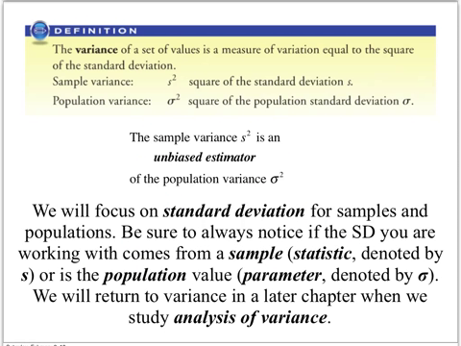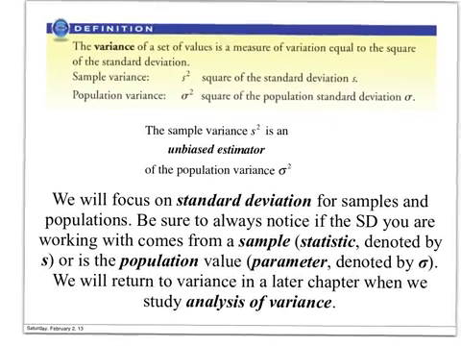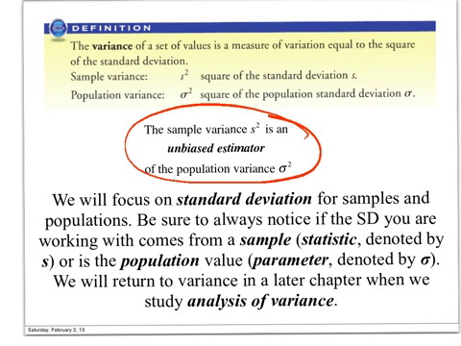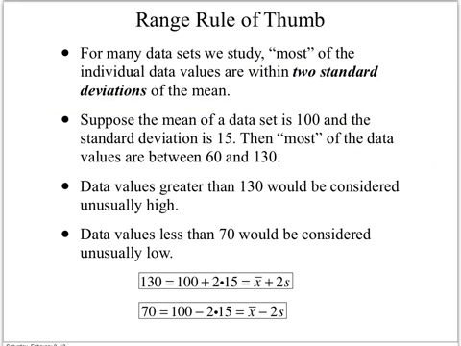A little bit more about variance, and we'll cover variance more thoroughly in a later chapter. The variance is just what you get before you take the square root for the standard deviation. The sample variance is called an unbiased estimator of the population variance. We'll have more on this later of exactly what an unbiased estimator is. But what it boils down to is that the sample variance is oftentimes used to estimate the population variance.